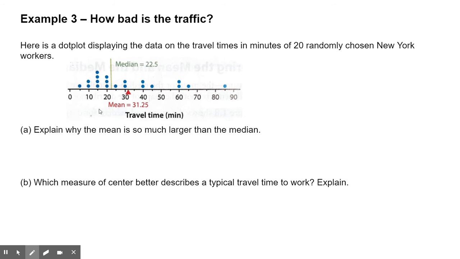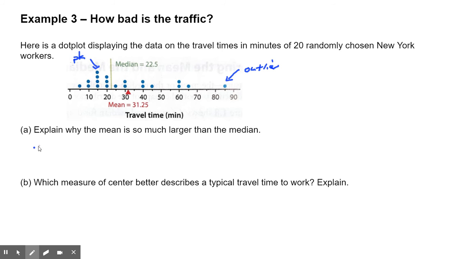So we are just going to look at the shape and if there's any outliers. So if I was to look at this shape, here is the peak. And this right side is definitely longer than the left side. So this to me is skewed to the right. In addition, I think that might be an outlier. So this is skewed, I would say strongly skewed to the right with outliers.